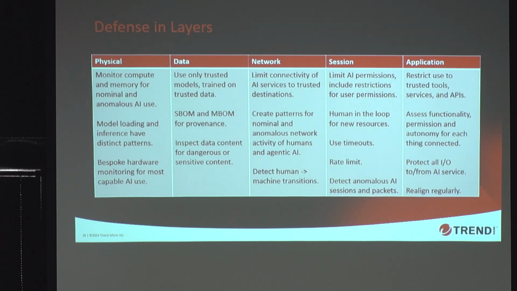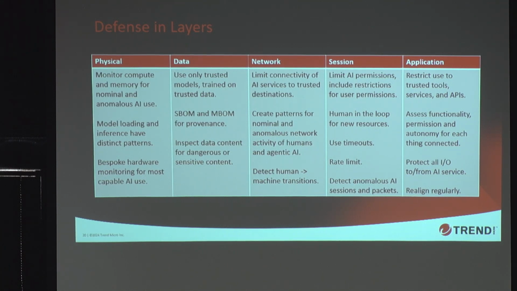Include timeouts. You don't want ongoing AI sessions forever, easier to be hijacked. Rate limit. You don't want, again, runaway resource consumption. Rate limiting is a way to very easily stop that. And again, you have to know what the anomalous things are. In this case, at the transport layer, what are anomalous packet and session information?